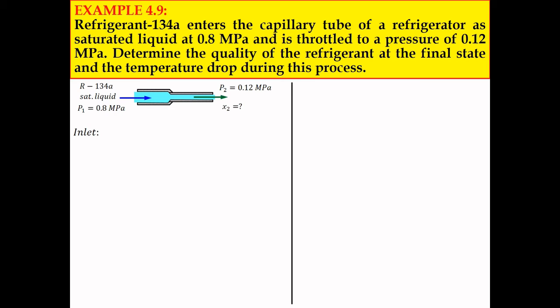Okay, first we determine the important properties at the inlet, where the data given is P1 equal to 0.8 megapascal and the phase is saturated liquid. Because the phase is already given, there is no need to check the phase of the refrigerant at the inlet condition. So now we need to refer to the saturated R134A table in order to obtain the important values for the inlet condition, or state number 1.